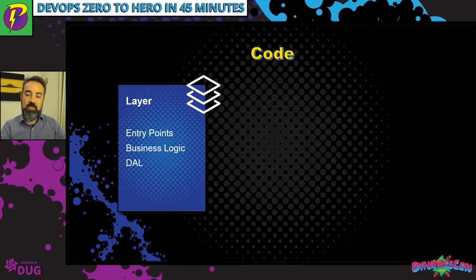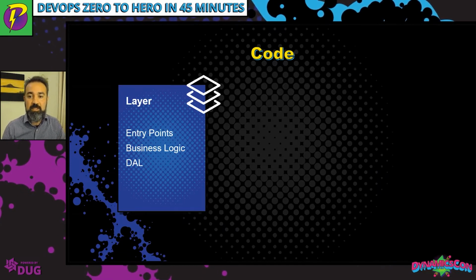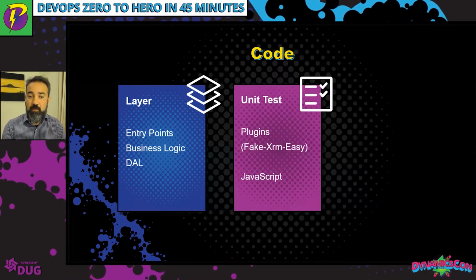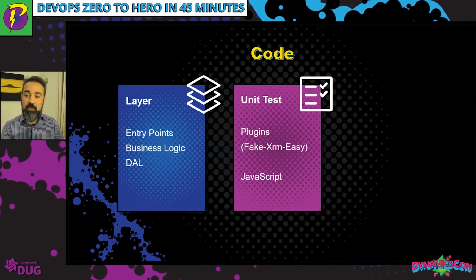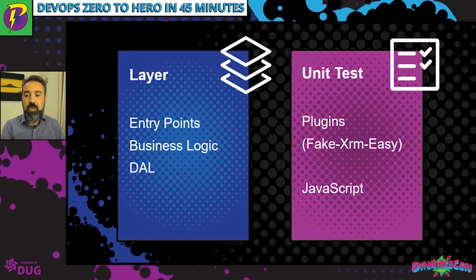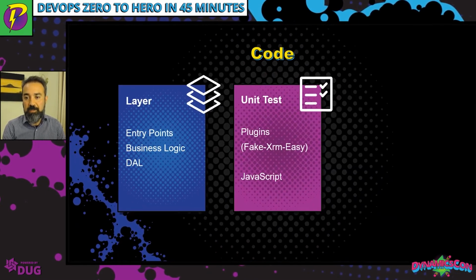Separate that from the business logic. The business logic can be independent, can be unit tested, can be built independently of the entry point as well as the data access layer. And that way, with those 3 layers, you can use many unit testing frameworks, such as Fake XRM Easy, which is provided by Jordi Montanya, one of the MVPs from Spain, I believe. And he built a mocking framework for the organization context, which is typically used to connect to Dynamics 365.